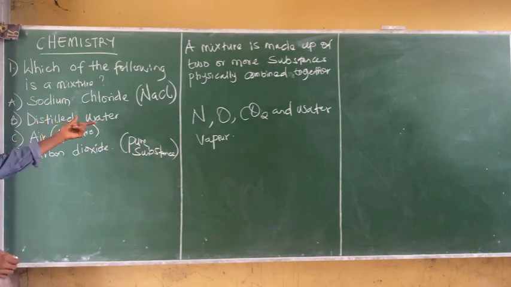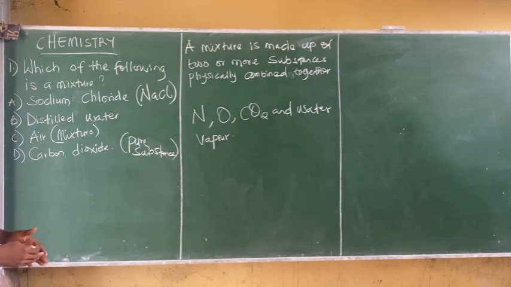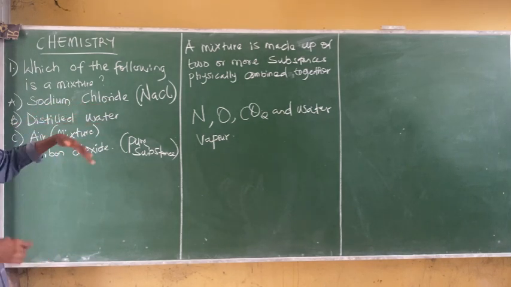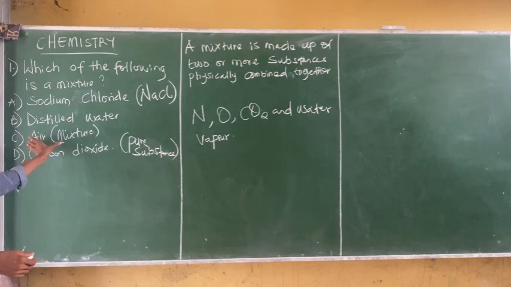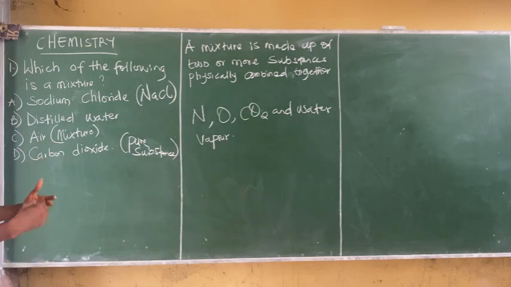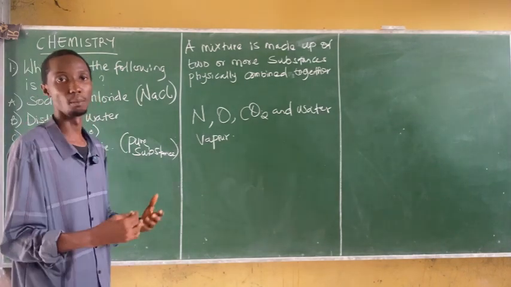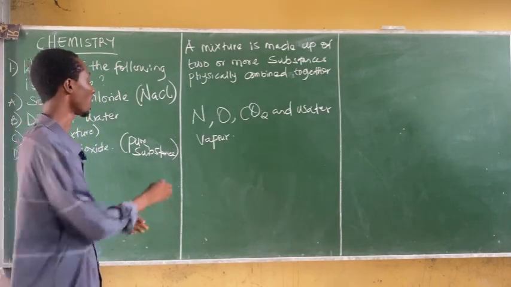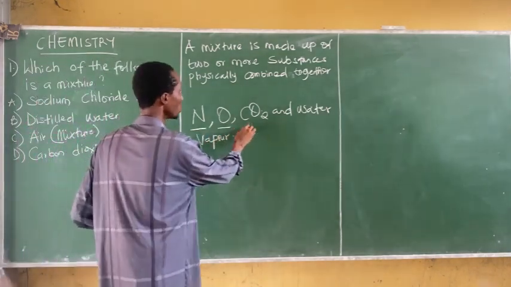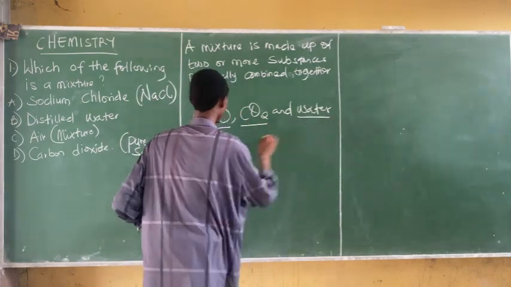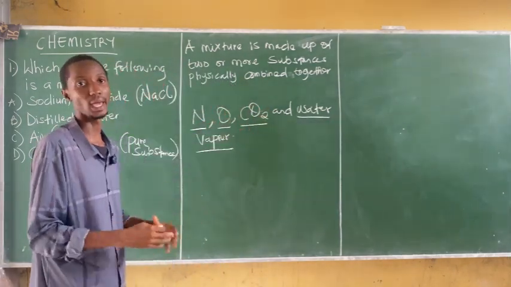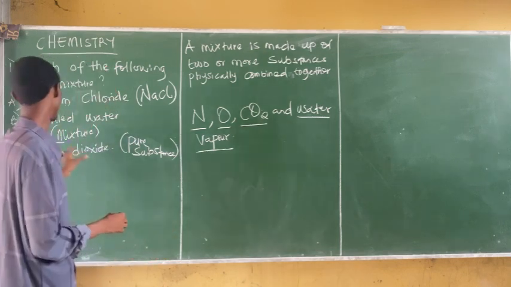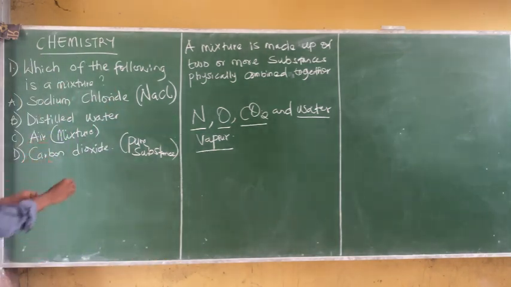We have distilled water. Distilled water here is a pure substance. The same with sodium chloride. It is a pure substance. The correct option here is what? Air. Air is a mixture of more than one substance physically combined together. So you have nitrogen, oxygen, carbon dioxide, and water vapor. These substances combine together to form air. So the correct option here is what? Option C, air is a mixture.